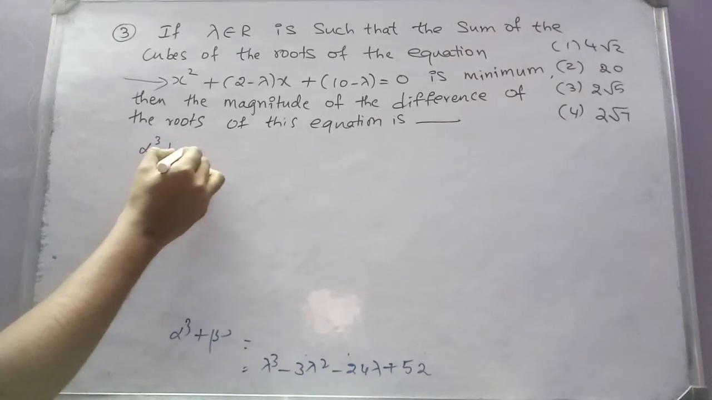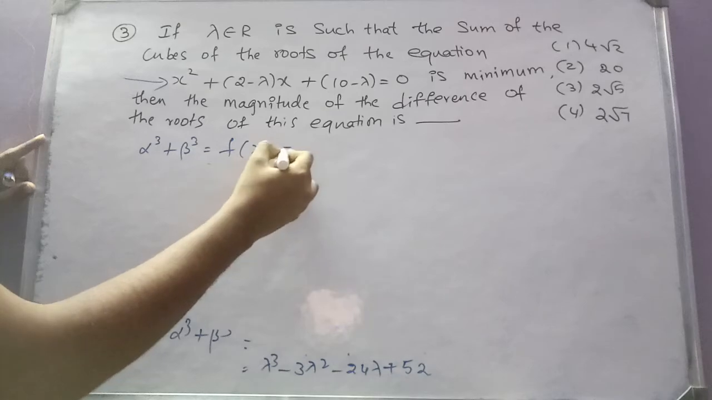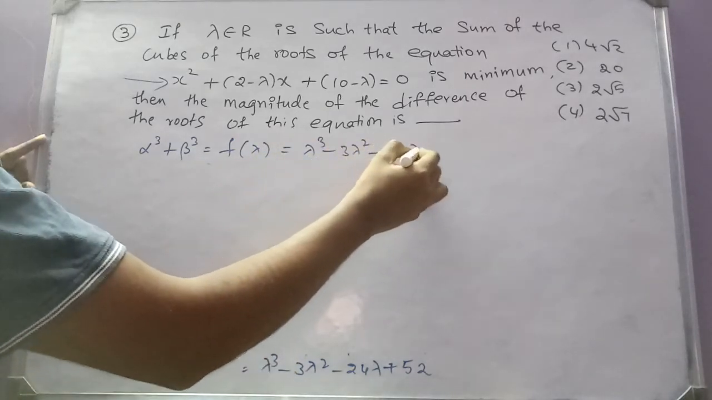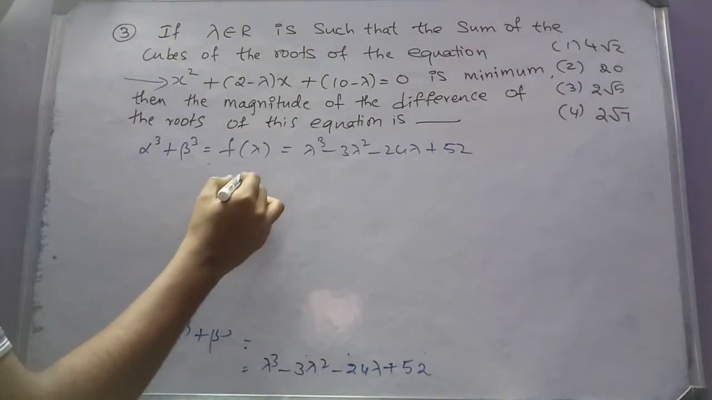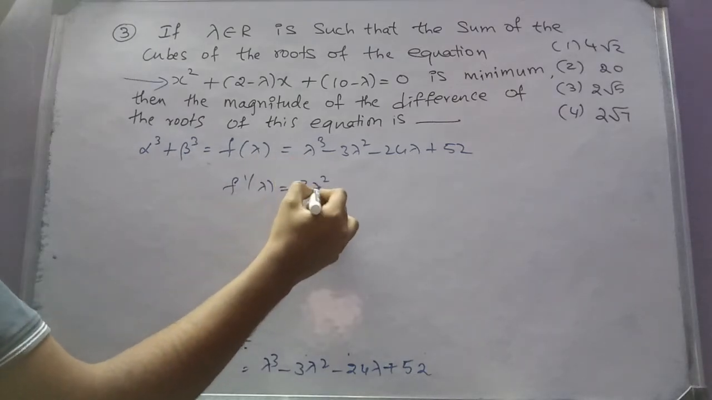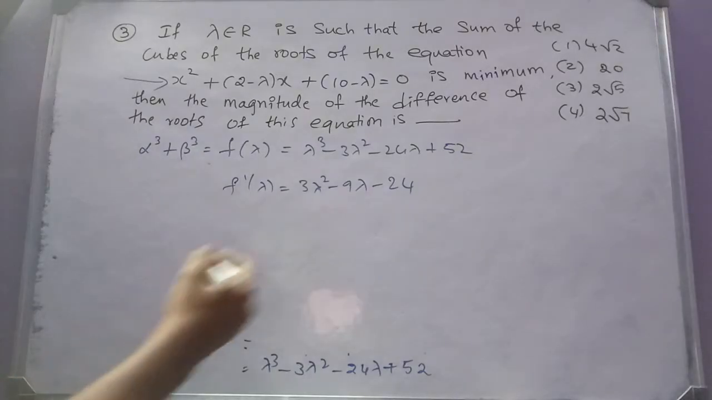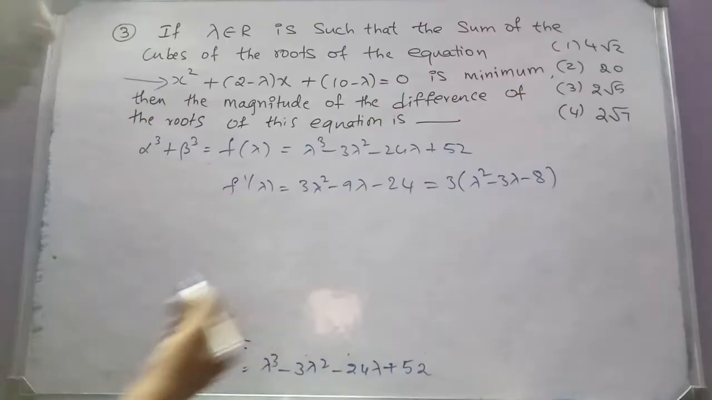So let us take that alpha cube plus beta cube is a polynomial in terms of lambda, f of lambda, which is equal to lambda cube minus 3 lambda square minus 24 lambda plus 52. Find the derivative of this, f dash of x. So you'll get 3 lambda square minus 9 lambda minus 24, which is nothing but 3 times lambda square minus 3 lambda minus 8.